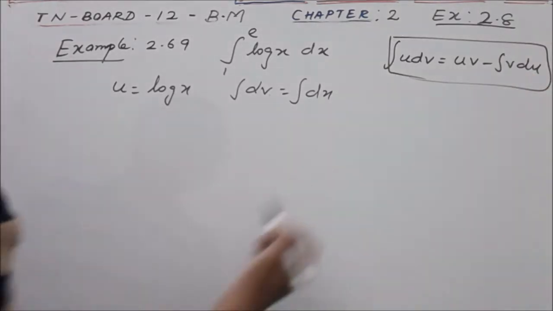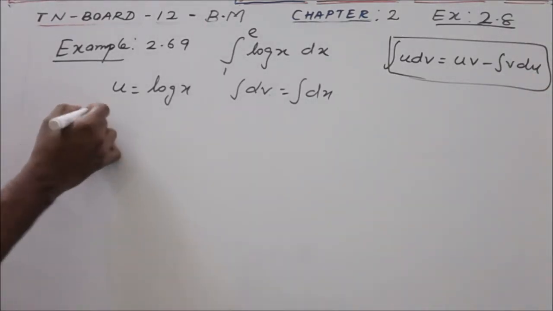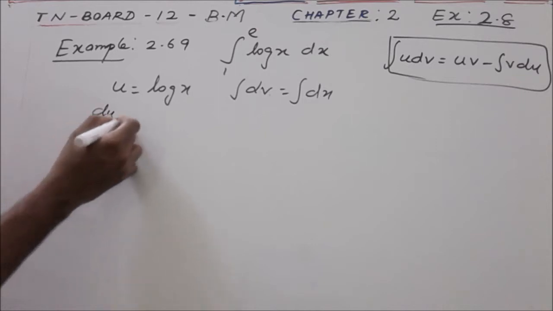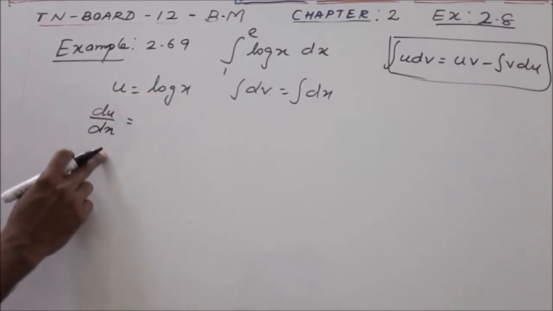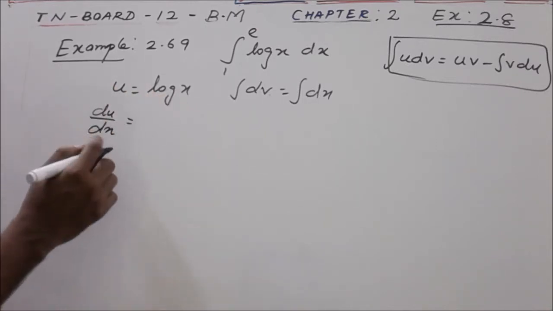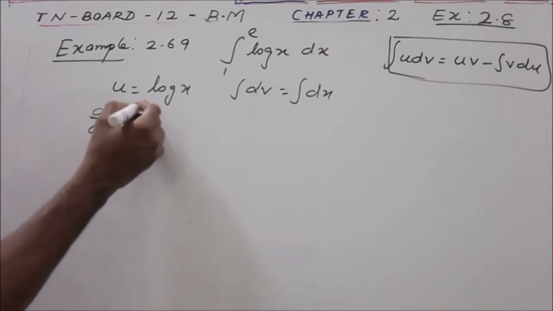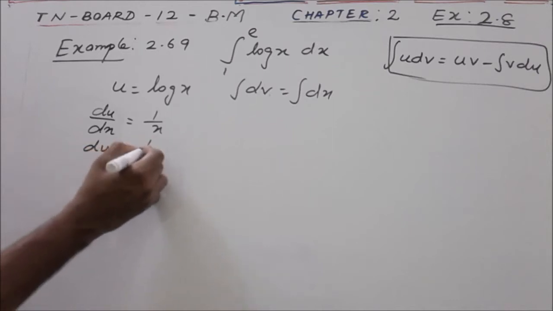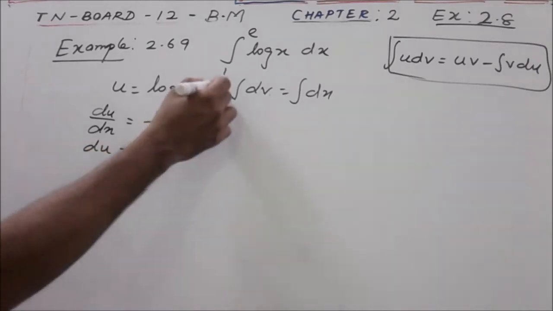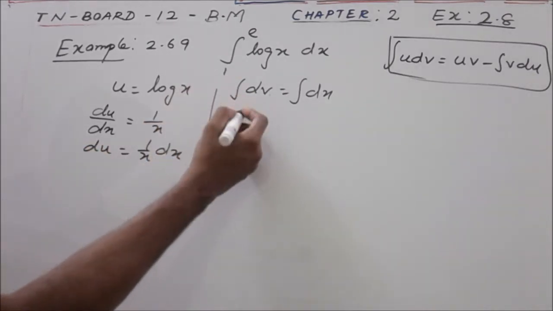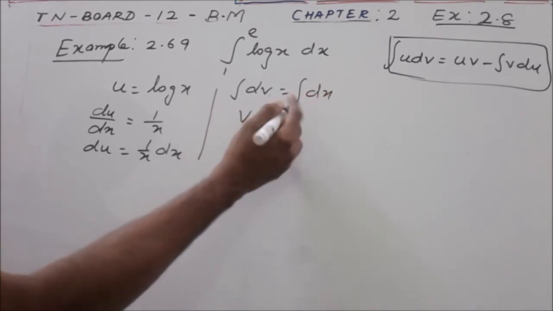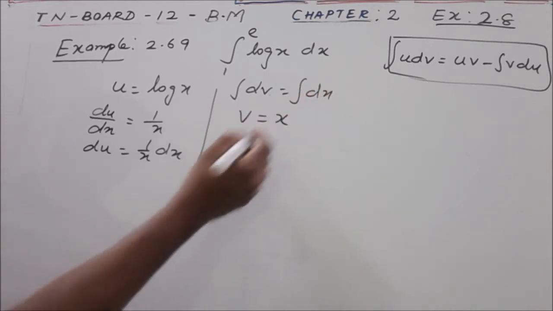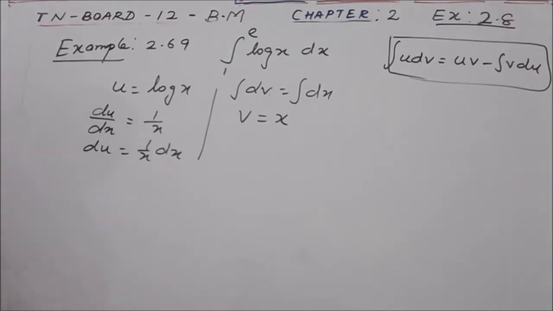We need du, so differentiate it. Du by dx, because our function is in x, differentiate with respect to x here. Du by dx is equal to 1 by x. Du equals 1 by x dx. Integrating dv, v, integrating dx, it is x. Integral dv is v, integral dx is x.